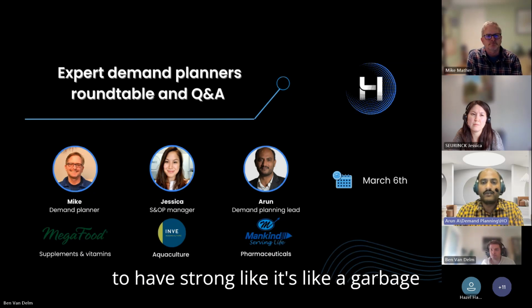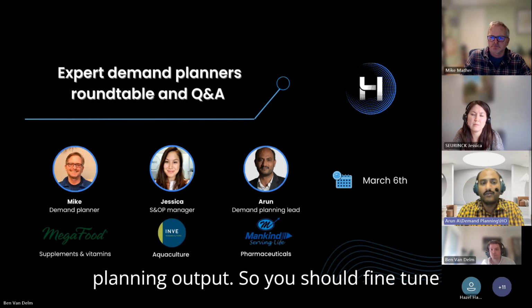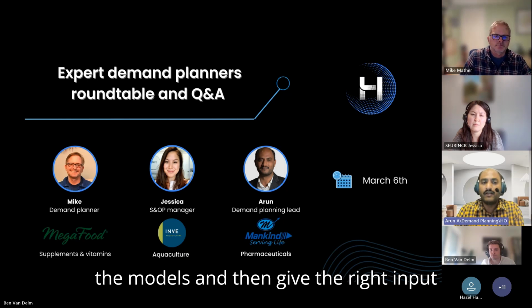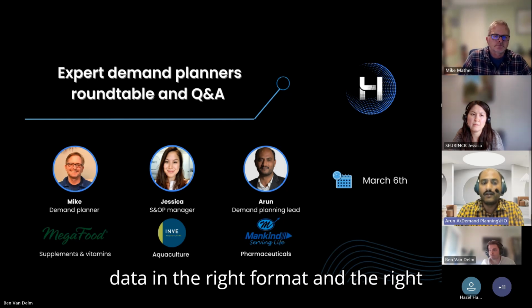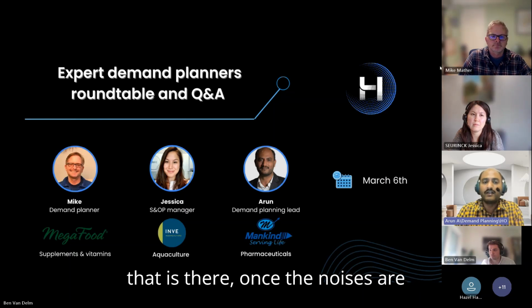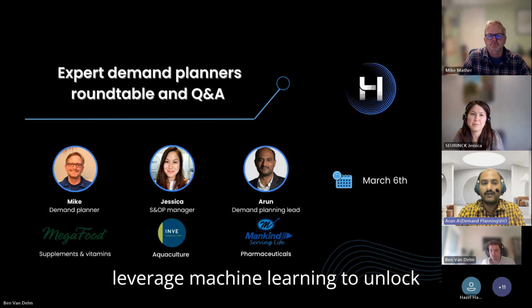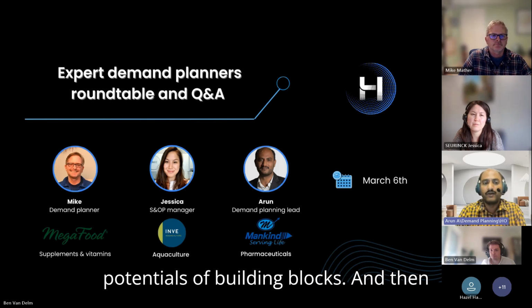You have to have strong data. It's like garbage in, garbage out, right? So if you give wrong data, you will definitely get a wrong planning output. So you should fine tune the models, and then give the right input data in the right format and the right granularity which is required. And once the noises are eliminated, then you can definitely leverage machine learning to unlock potentials of building blocks.